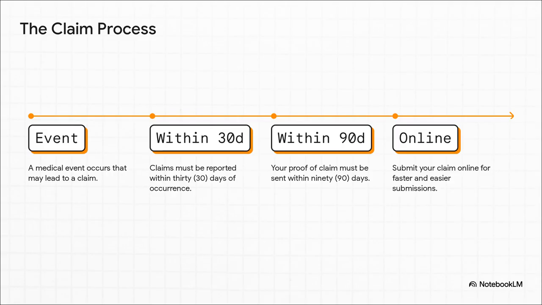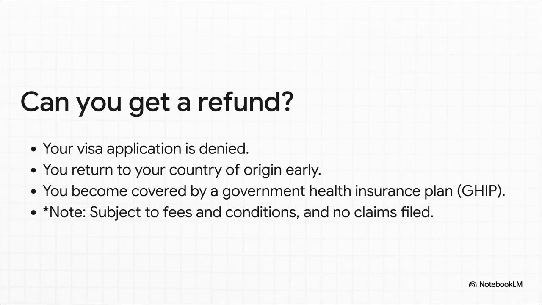You have 30 days just to let the company know a claim is coming. Then you have 90 days to get them all the paperwork, the reports, the receipts, all of it. Pro tip, do it online. It's usually way faster. And what about refunds?